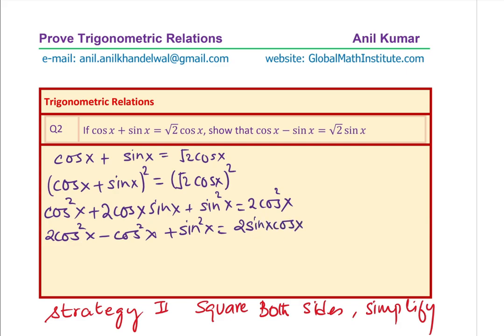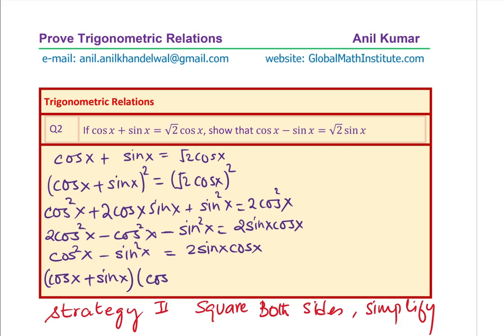Okay. Now, 2 cos square x minus cos square x is cos square x, right? So we actually brought it on the left side, so this becomes minus, right? We change the side, correct. So that is cos square x minus sin square x, and this is equal to 2 sin x cos x. Well, difference of squares, we could write this as cos x plus sin x times cos x minus sin x equals 2 sin x cos x. Right? So that's what we get.